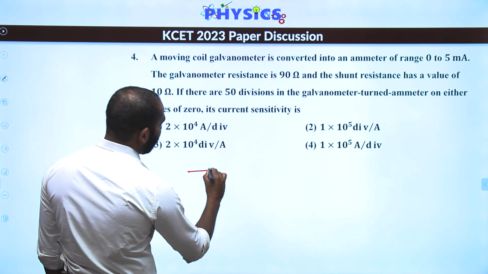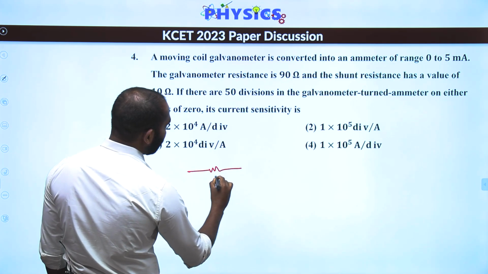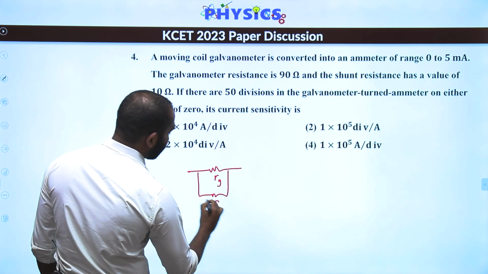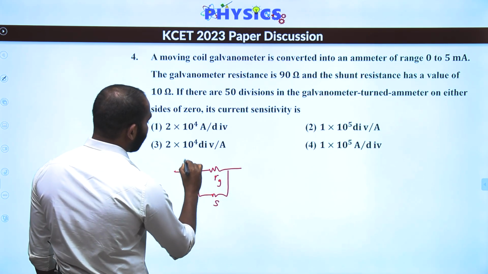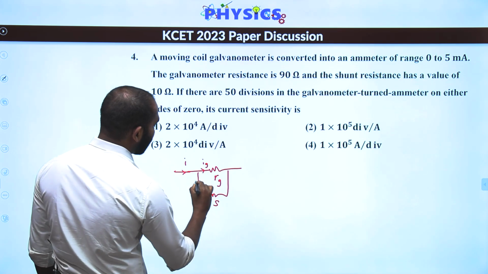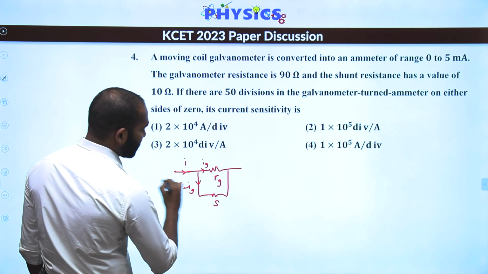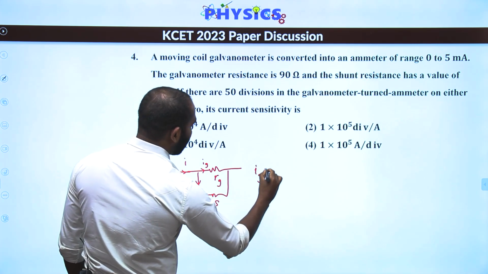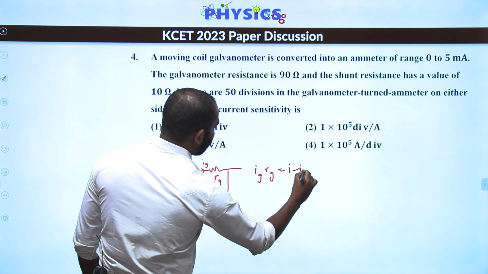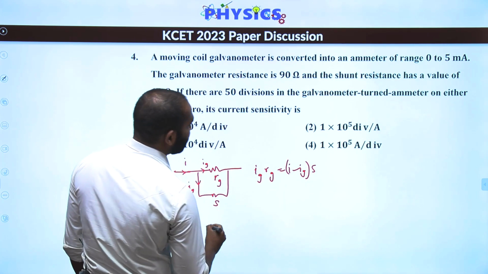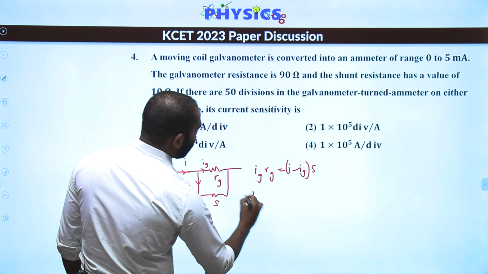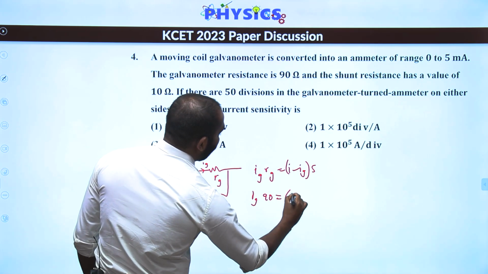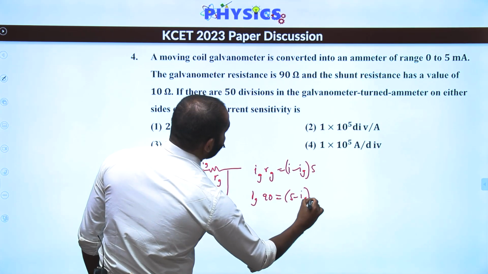So we know that if you take this as the resistance of the galvanometer, Rg, and this is the shunt resistance, let's say S, and let's say the current I is coming, here the current is Ig, so the current through this one will be I minus Ig. Since these two are in parallel, Ig into Rg should be equal to I minus Ig into S. Okay, so we'll have to find Ig. So Ig into Rg, here it is given 90, is equal to I, given 5 milliamperes, minus Ig into S, given 10.